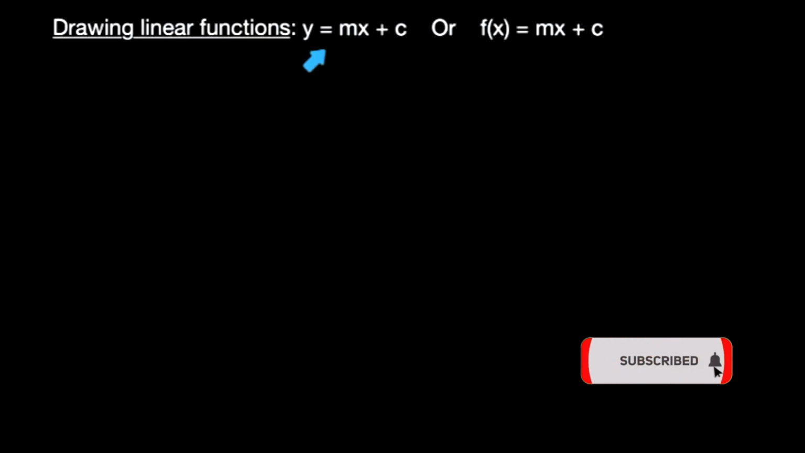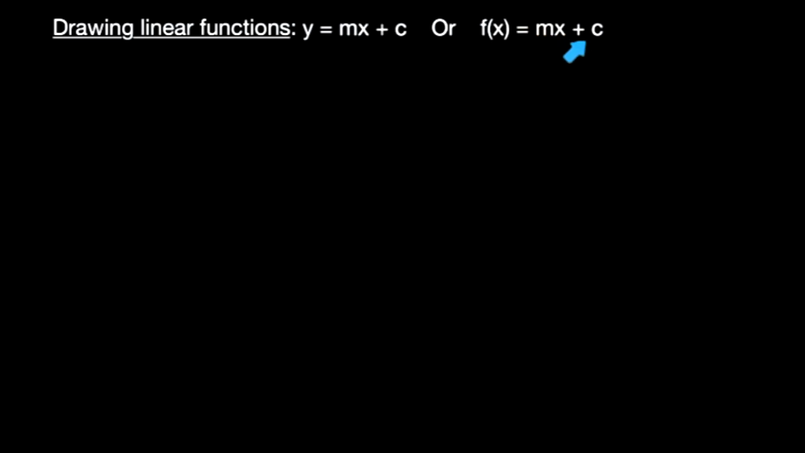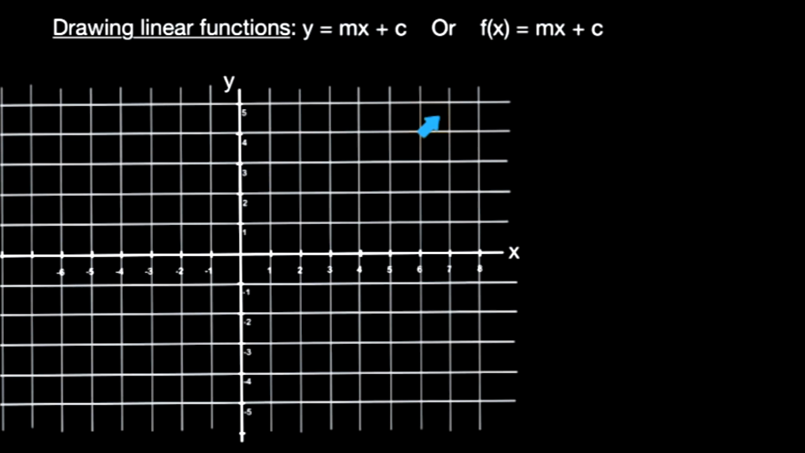Now a linear function is in the form of y = mx + c, or f(x) = mx + c. The thing that you have to remember is that the x is always to the power of 1, and that is a linear function. To draw a linear function we need 2 points that we can connect.